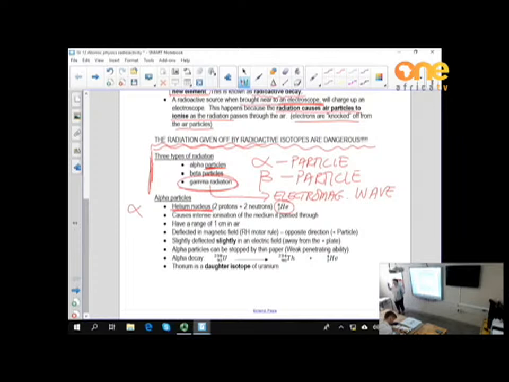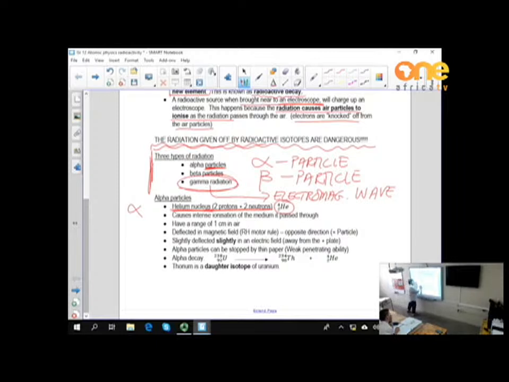How many electrons would helium have? 2, but without the electrons, it's just 2 protons, 2 neutrons. Because it's a fairly large particle, it consists of 4 nuclear particles, relatively speaking big. If you think of hydrogen, an atom of hydrogen has 1 proton. A helium nucleus is going to be 4 times bigger because it's got 2 protons and 2 neutrons. So it's a relatively big particle.